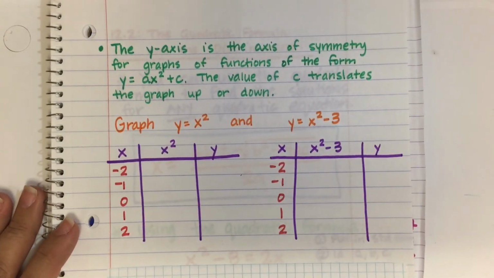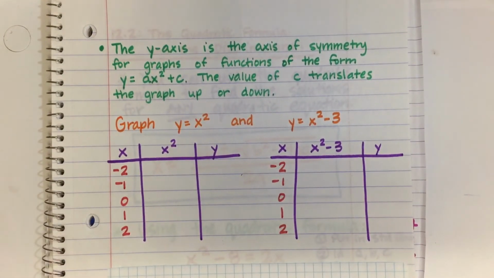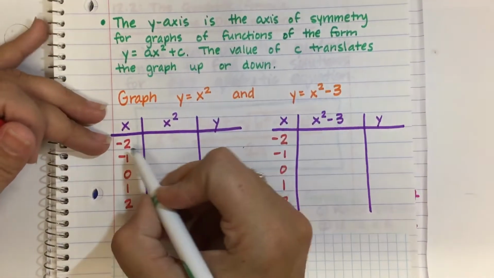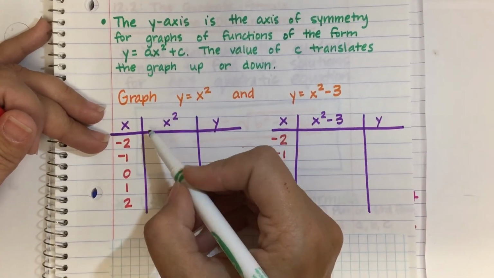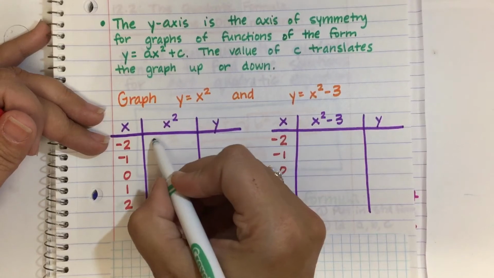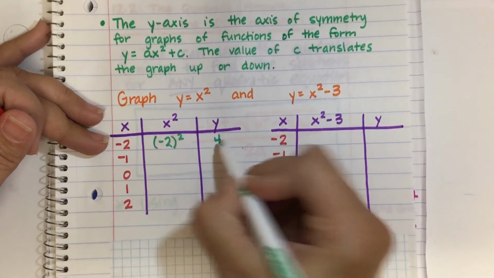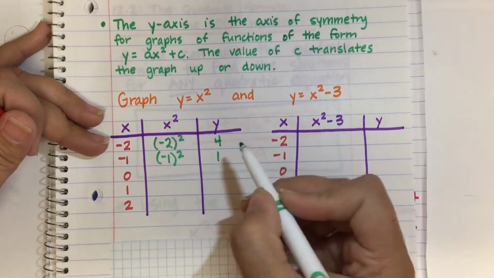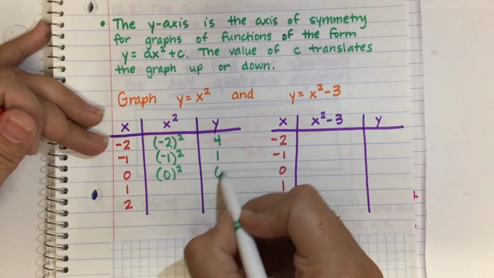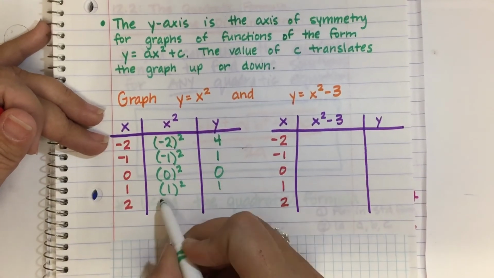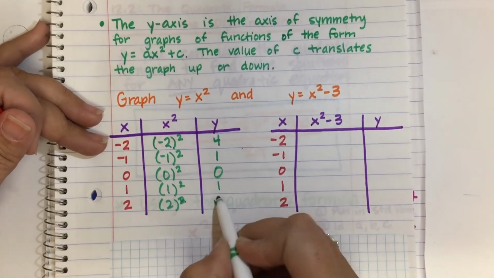All right, the y-axis is the axis of symmetry for graphs of functions of the form y equals ax squared plus c. The value of c translates the graph up or down. So we're going to graph these two. When it doesn't have a b term in the middle, it doesn't have just an x term, then the y-axis is the axis of symmetry. So when I'm graphing just y equals x squared, I'm going to use -2, -1, 0, 1, and 2. So I'm going to have -2 squared, which is 4, -1 squared, which is 1, 0 squared, which is 0, 1 squared, which is 1, 2 squared, which is 4.